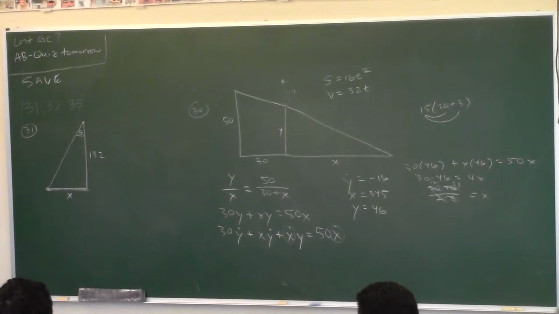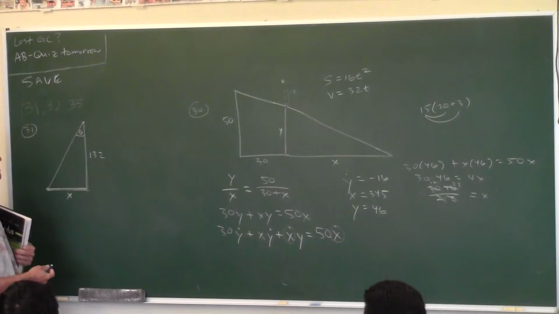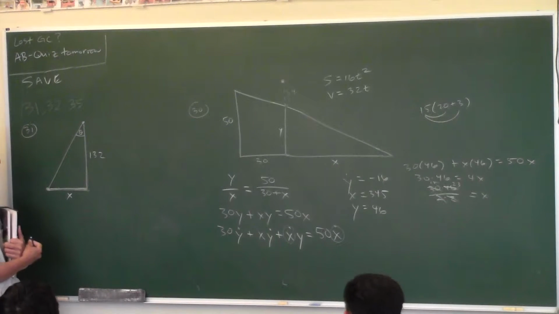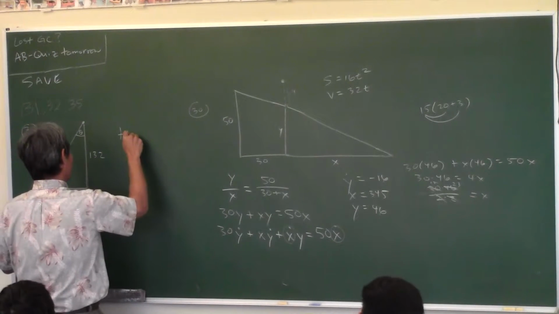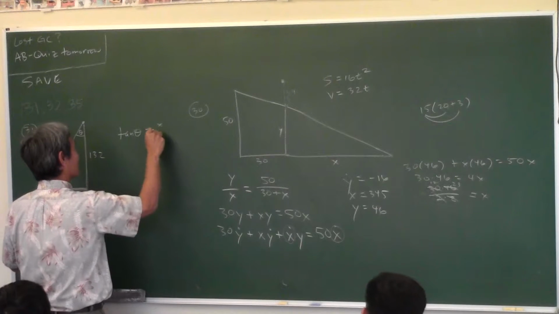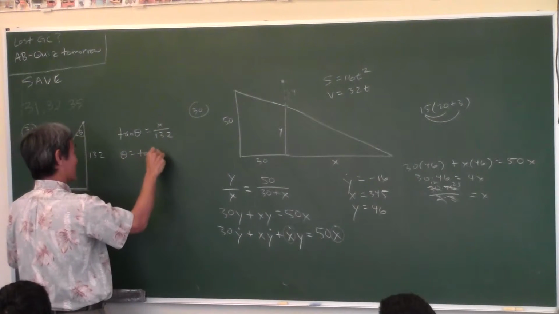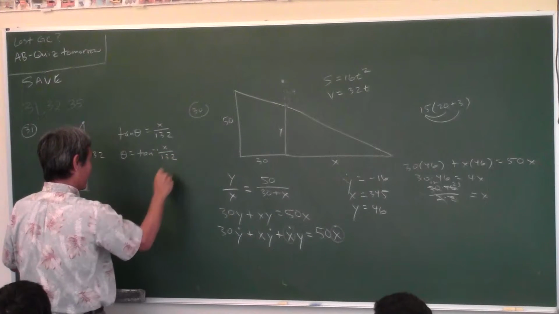Okay, now look at this picture. What equation can I write looking at this picture? Can I just go theta equals tan inverse x over 132? Or do I have to write tan? Tangent theta is equal to x over 132. Therefore, theta is equal to tan inverse x over 132.